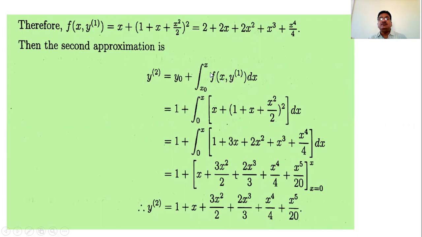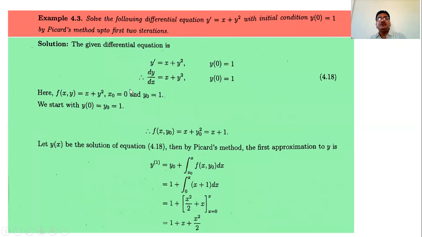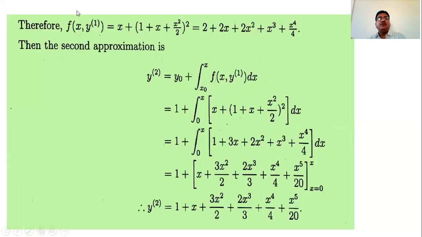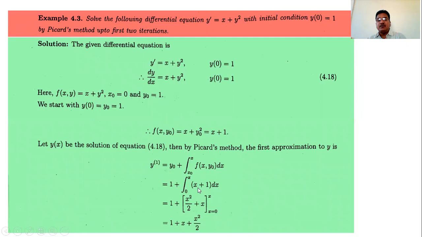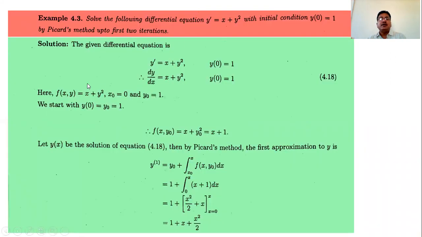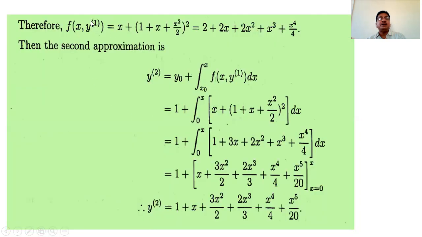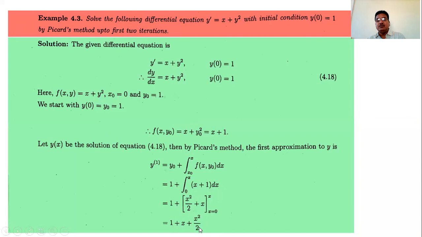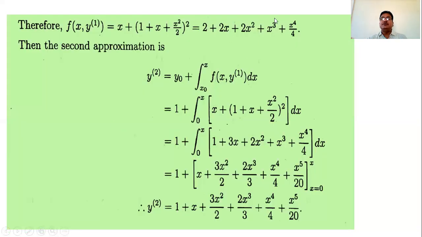So f of x y1 is what? Since f of x y is x plus y square, f of x y1 is x plus y1 square. And what is y1? y1 is this, 1 plus x plus x square by 2. So it is squared, and then we have this value. Then substitute here the value of this quantity.